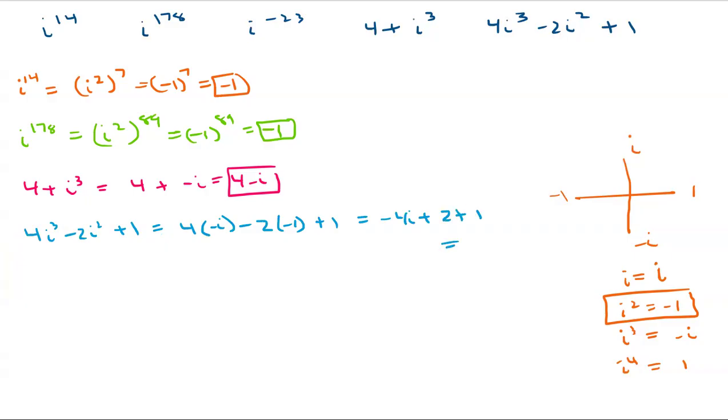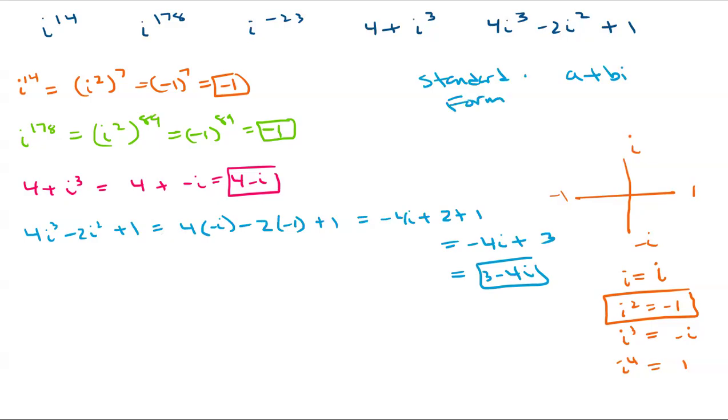Okay, so that's going to give us negative 4i plus 2 plus 1. So this is going to give us negative 4i plus 3. Okay, or 3 minus 4i. Okay, so if we have to write it in standard form, 3 minus 4i. Right, so remember, standard form is a plus bi. That's the standard form. Okay. All right. So let me pause here for a second.